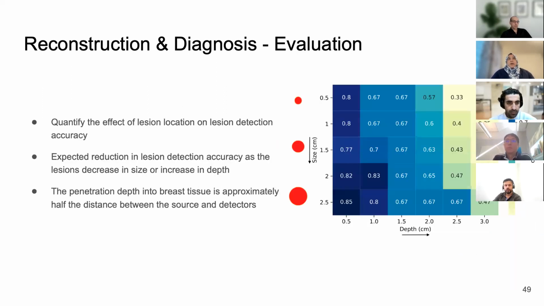We also assessed our model performance when we vary the lesion size and depth. So we considered a scenario where we decrease the lesion size and increase the depth. And as expected, we see reduction in performance as the lesion decreases in size and increases in depth. This is on par with the probe design limitation, where the penetration depth into the breast is approximately half the distance between the source and detector.